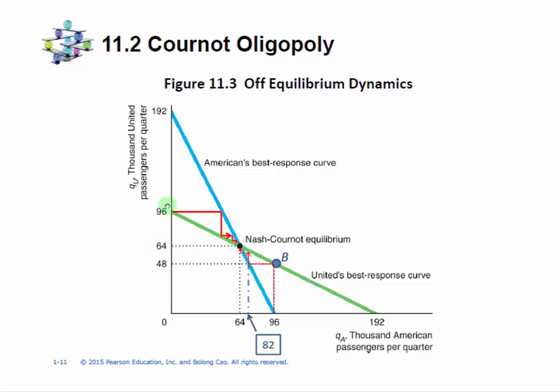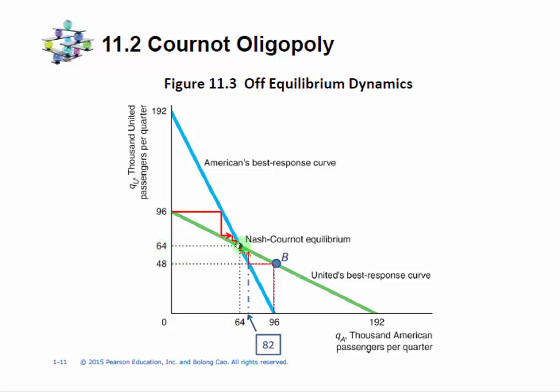If we start from another point, QA equal to 0 and QU equal to 96, it's not on American's best response curve, so American will actually increase the output. Given that increase, the new American output, United Airlines will decide to decrease its output. And given this new lower output level by United Airlines, American Airlines will increase its output again. Again, starting from this side, it also reaches the equilibrium at QA equal to 64 and QU equal to 64.